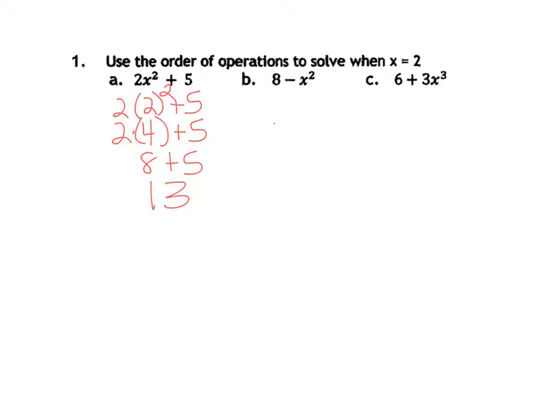Let's go on to B. So on B, it's 8 minus x squared. So 8 minus 2 squared. Okay, 8 minus 2 squared. We do what first? What do we do first? Parentheses. What's 2 squared? 4. So you're just going to write 8 minus 4. 8 minus 4 is 4. Awesome.